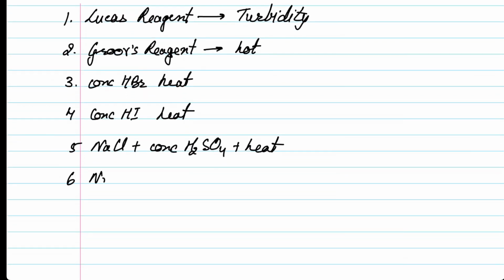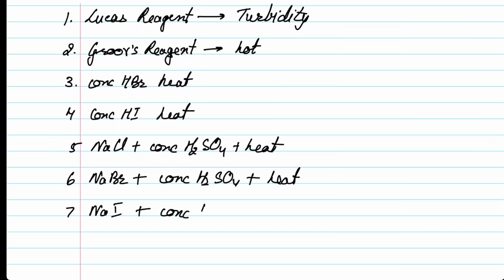Further, we can use NaBr along with concentrated H2SO4 and heat. That would be able to give us alkyl bromide. If we have to use sodium iodide, then in that case we do not use sulfuric acid. Sulfuric acid, in addition to being a strong acid and a strong dehydrating agent, is also a good oxidizing agent. It is a strong enough oxidizing agent to convert I minus into I2. If I minus is converted into I2, then the reaction is not going to take place. So if iodide is to be used, we cannot use concentrated sulfuric acid. We use instead concentrated phosphoric acid.